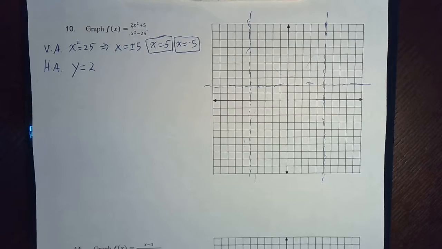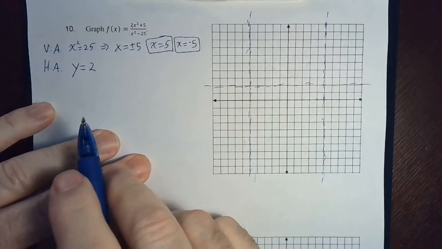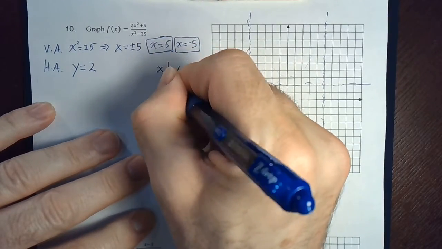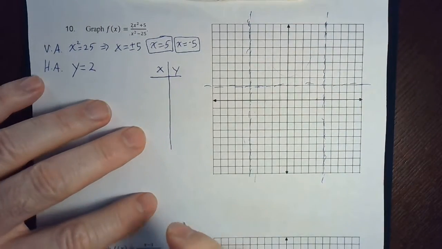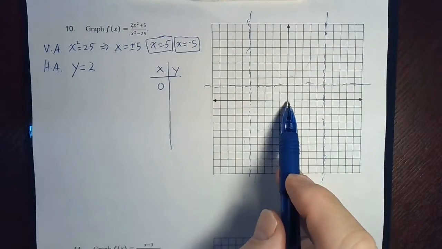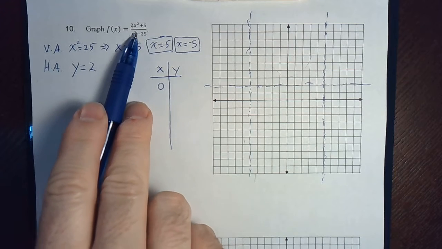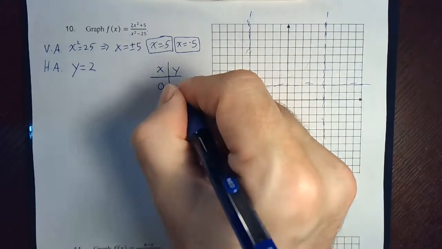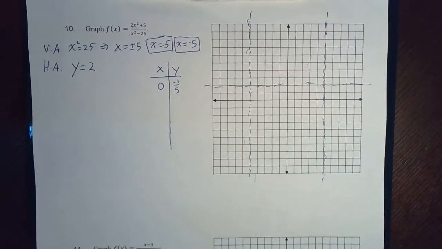Now, there is something special about this function. Let's make an xy table. I'm not going to do very many points, and you'll see why in a minute. I'm going to do about 4 points, I think. First, let's plug in 0. What do we get? If we plug in a 0, the x's are 0, we get 5 over negative 25. We get negative 1/5. So that's one ordered pair.